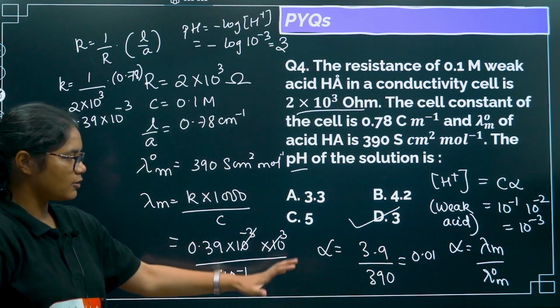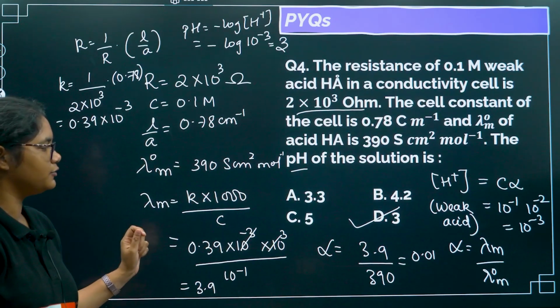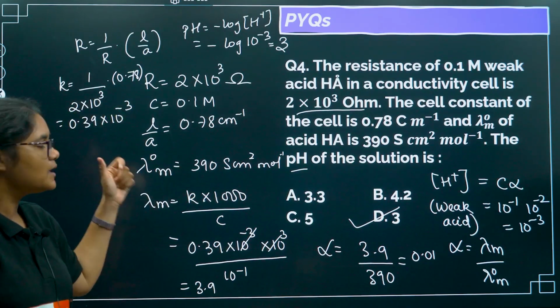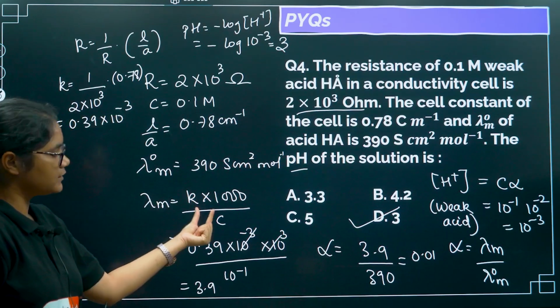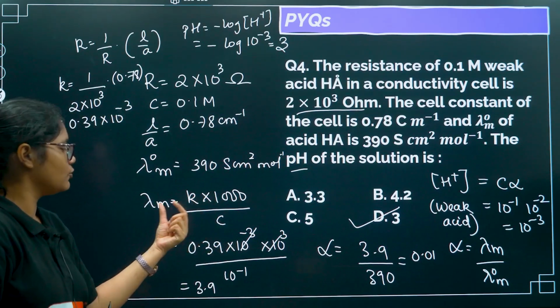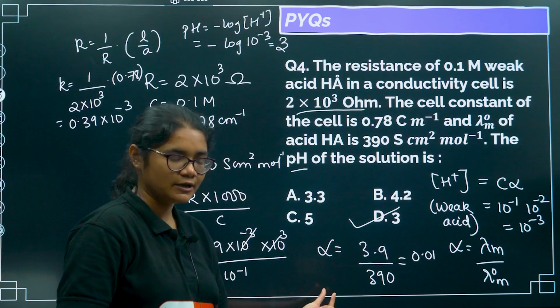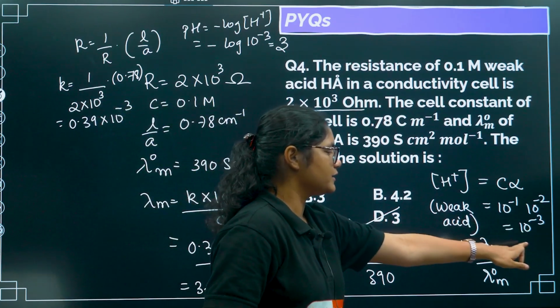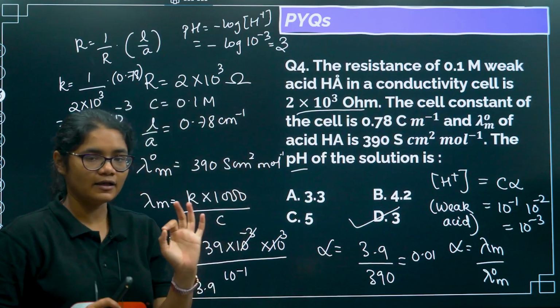So here a lot of formulas, I can say almost every formula we have used. First, by using resistance and cell constant we calculated kappa, but after getting kappa we calculated the molar conductivity. After getting molar conductivity we calculated the alpha value. After getting alpha value we calculated the H plus concentration. After getting H plus concentration we calculated the pH value.